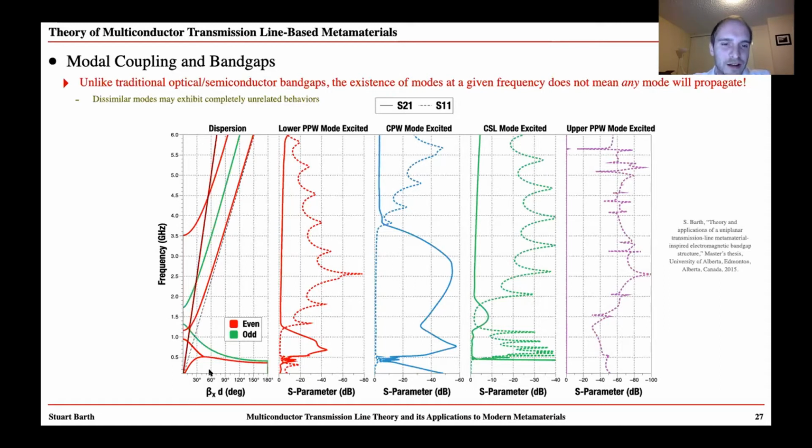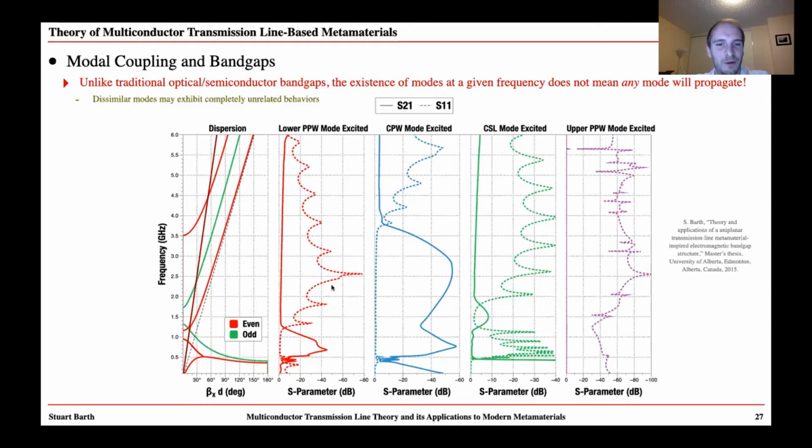So on the left-hand side, we have a dispersion plot, right? And this supports a number of different modes and a number of different types of bands. And all the other plots, the four on the right-hand side of that, are scattering plots corresponding to the excitation of different modes. And what we see is that they all exhibit different behaviors.